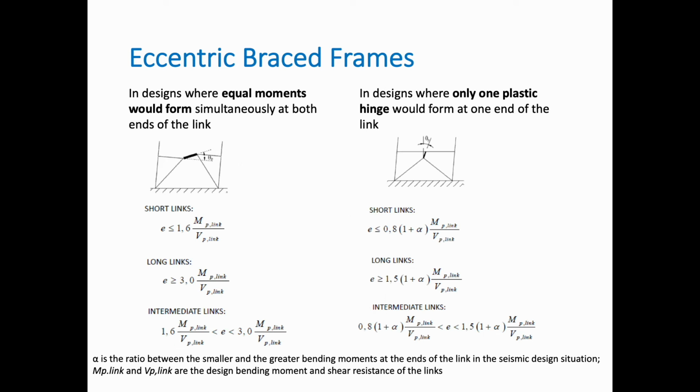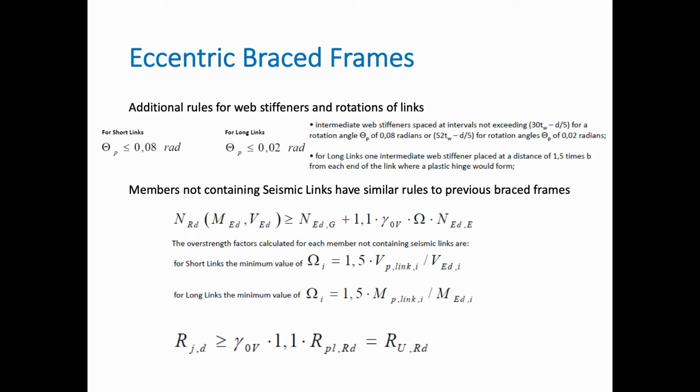In addition, we have some further rules for the design of these seismic links. There is one case where equal moments would form simultaneously at both ends of the link. As you can see on the left hand side, there are different rules that apply for the short, long, and intermediate links. And there is also the case that only one plastic hinge would form at one end of the link, and the rules are different here.